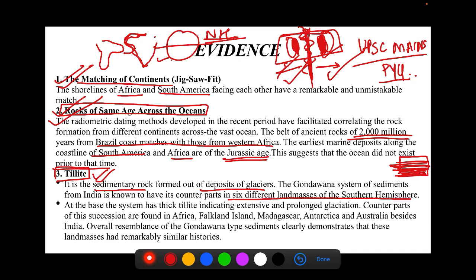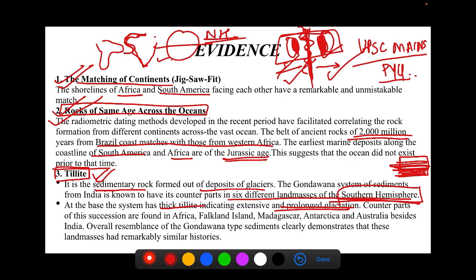So what we can find is that these tillite deposits, which are also present or discovered in India, have been found in 6 other landmasses also, and these are all of the southern hemisphere. So how come only India, which is in the northern hemisphere, also has these deposits? So it somehow takes us to a point that okay, these were together in the past. At the base, the system has thick tillite indicating extensive and prolonged glaciation. So we can see that due to deposits of glacier, tillite deposits are formed. So what we can conclude is that there had been a prolonged glaciation. That is how these tillite deposits were formed.